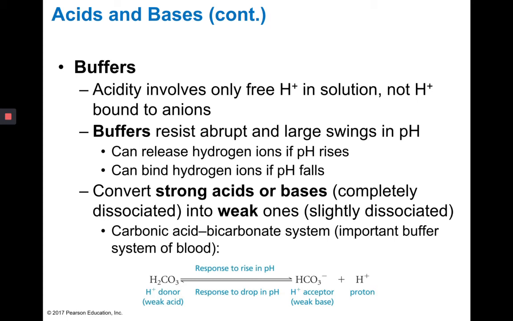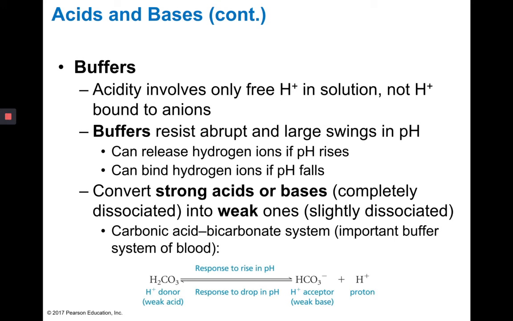If the pH starts to fall, meaning that the pH is starting to become acidic, maybe an acid was very abruptly added to a solution. Well, then the buffer can bind to hydrogen ions. It can tie up those excess hydrogen ions, those bare protons, and therefore stabilize the pH. So definitely know the definition of a buffer, that it resists abrupt and large swings in pH. Know that it generally works using weak acids or weak bases that are oftentimes slightly dissociated but not completely.